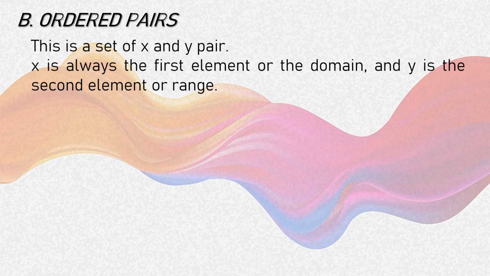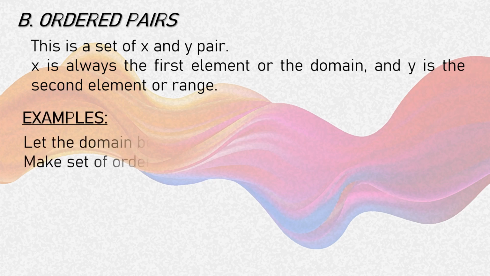Ang pangalawang paraan naman, when we are comparing or relating the variable x and y is using the ordered pairs. This is a set of x and y pair. X is always the first element or the domain, and y is the second element or range. So let's have the examples.